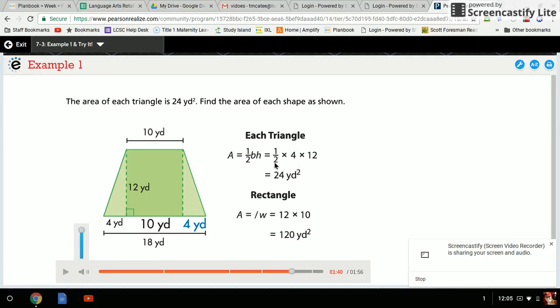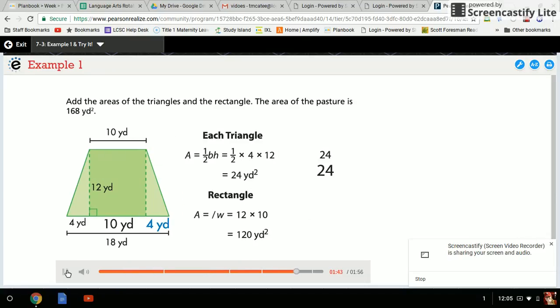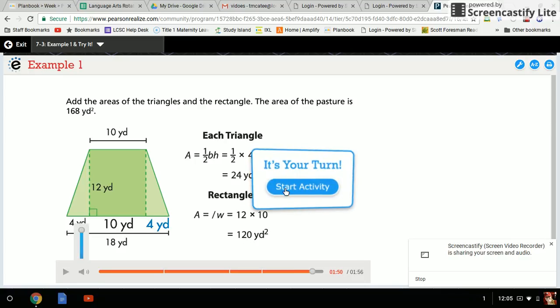What do you think we're going to do with the 24 yards squared? Keep in mind there would be two of them, and the 120 yards squared. Add the areas of the triangles and the rectangle. The area of the pasture is 168 square yards.